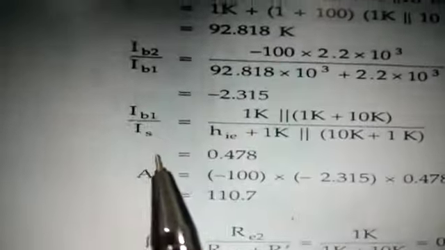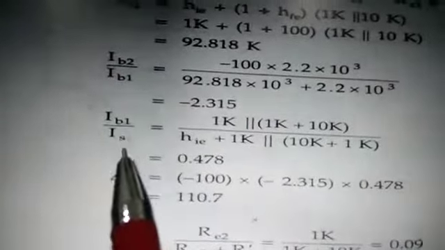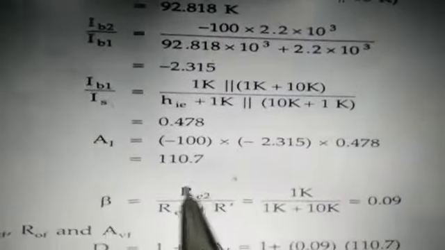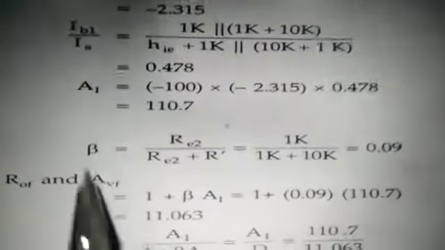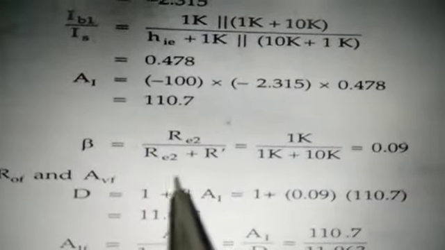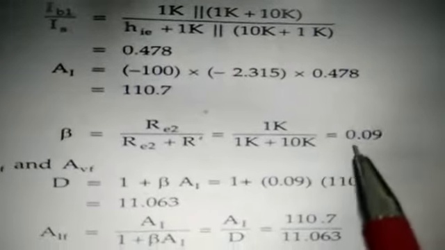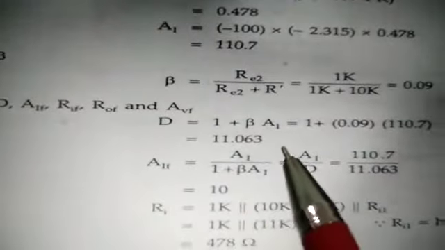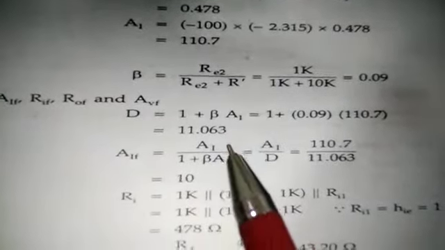And lastly, this IB1 by IS, that is the source current, can be calculated according to the formula, and the overall gain is 110.7. This is the feedback factor beta, and this feedback factor is across RE2 upon RE2 plus R dash. You can calculate this value, which is very much less than 1.09. And finally, you can calculate the D factor, 1 plus A beta, negative feedback. So this factor 1 plus A beta is 11.063.